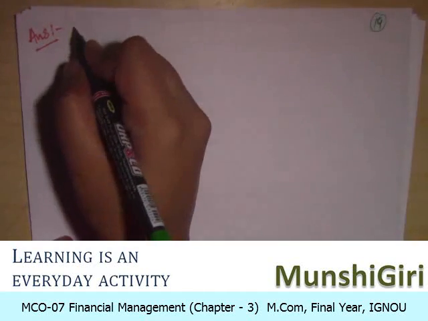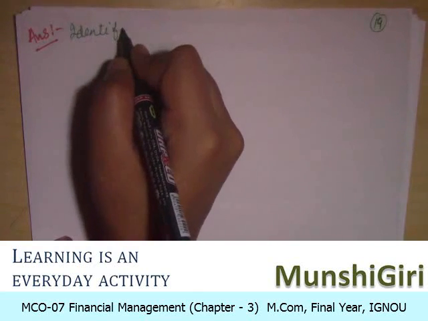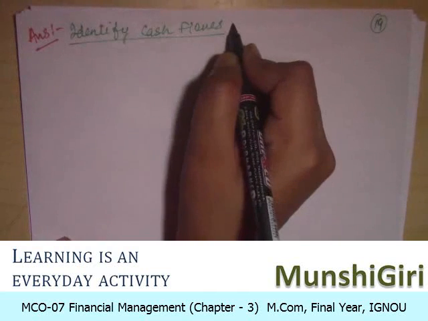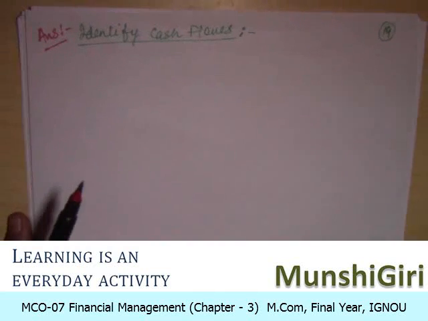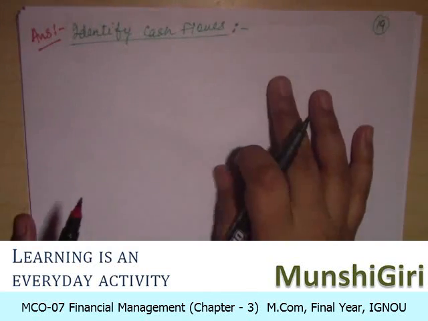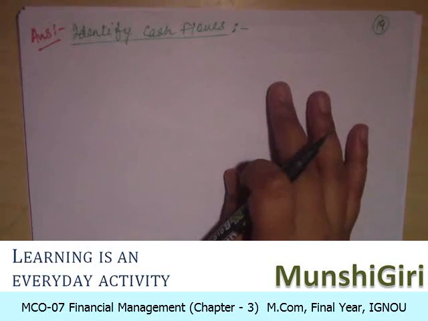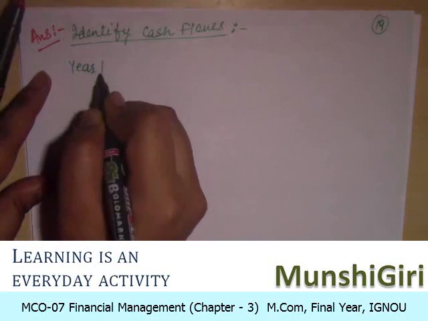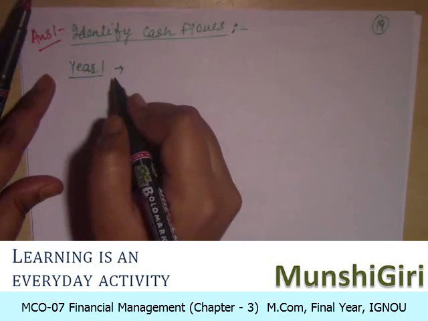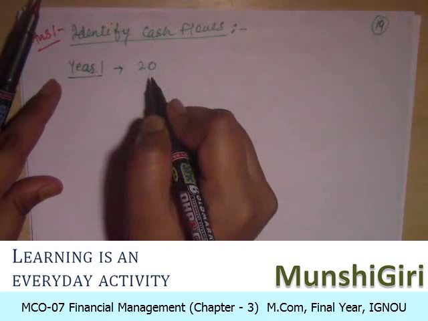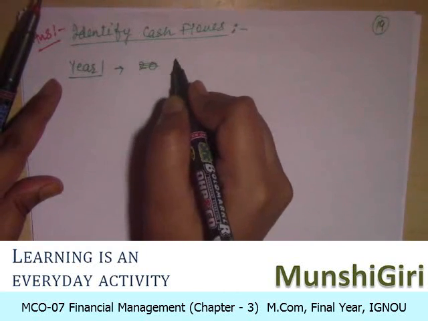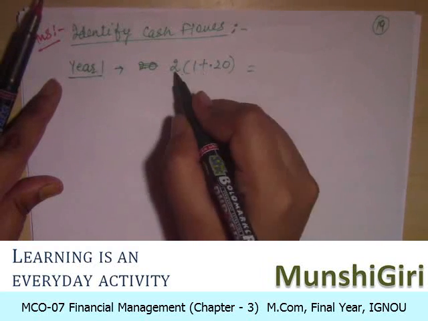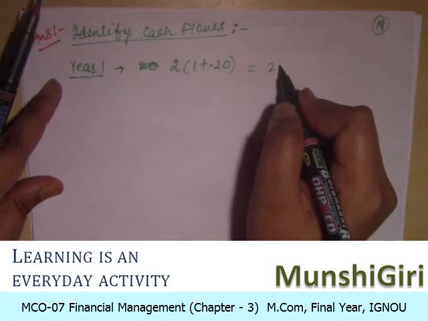So let's identify cash flows. The question says a company pays a dividend of rupees 2 and it is expected to grow at 20% for 4 years. For year 1, the dividend it will receive is 2 rupees plus a growth of 20%. How much is it? This comes out to be 2.4.